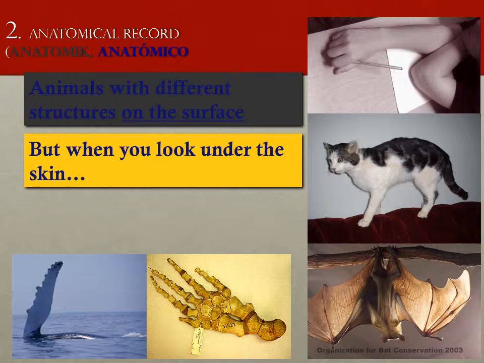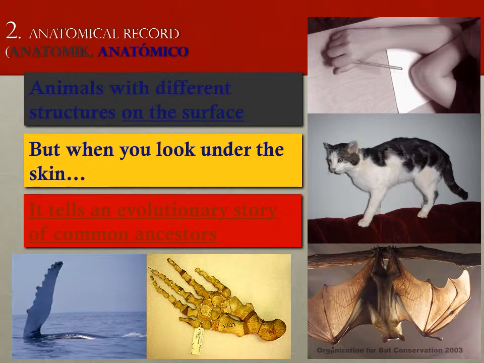Although cats' legs and students' hands, whales' fins, and bats' wings look different on the surface, if you look underneath and you look at the bones, they will all look the same, showing that they had a common, or the same, ancestor that they shared a long time ago.